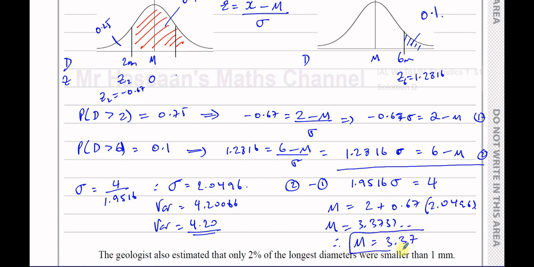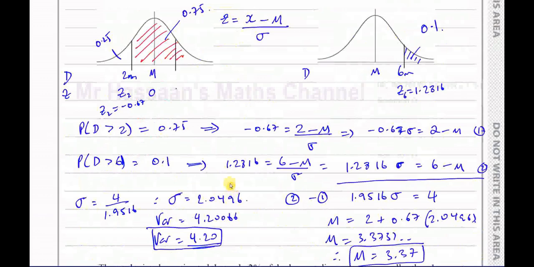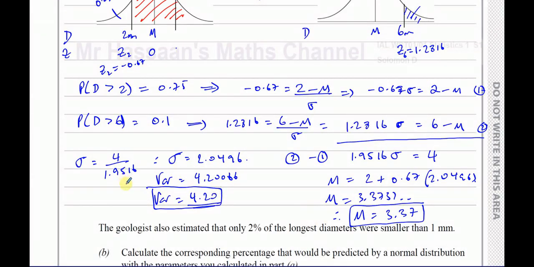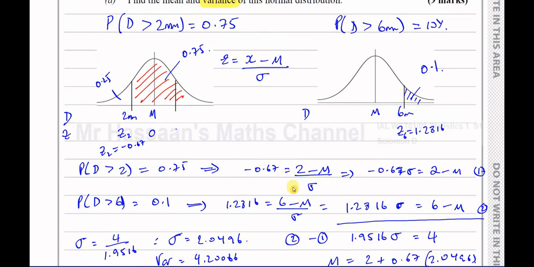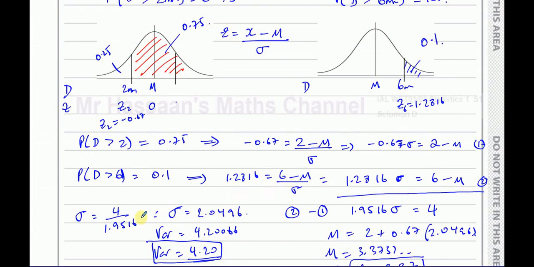So those are the actual answers. As I mentioned, you will notice it says this as the answer for the standard deviation, but they asked for the variance very clearly in the question. So I'm going to write the answer as it should be. That's the variance, and that is the mean for this question. All right, but the standard deviation is 2.05 to 3SF.